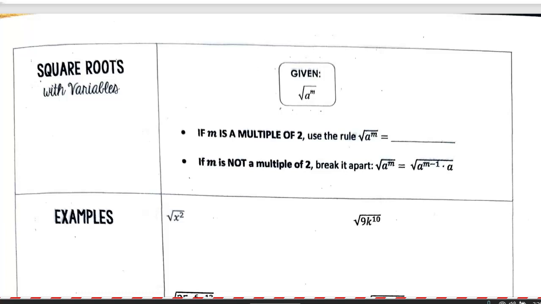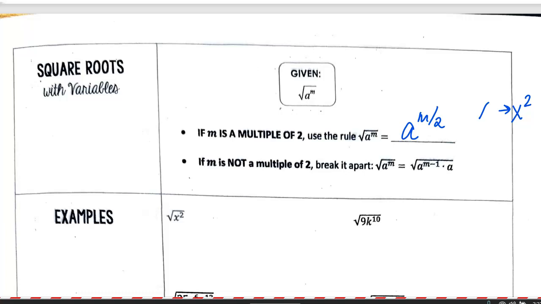So if you're given the square root of a to the m, if m is a multiple of 2, then we can use the rule: the square root of a to the m is equal to a to the m divided by 2. So say it was like the square root of x to the fourth. 4 is divided by 2. This answer would be x squared.